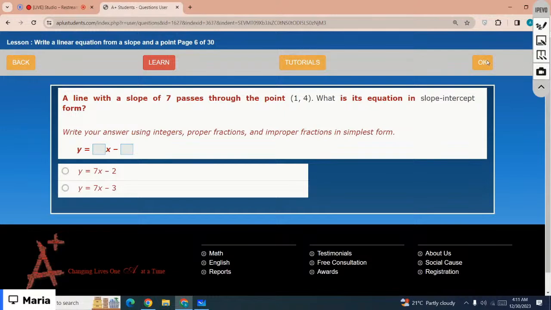A line with a slope of 7 passes through the point 1, 4. What is its equation in slope intercept form? Use your notebook and pencil. Solve the question and write the correct option in the chat box. So which is the correct option? I'm waiting for the answer from your side. Which is the correct option?